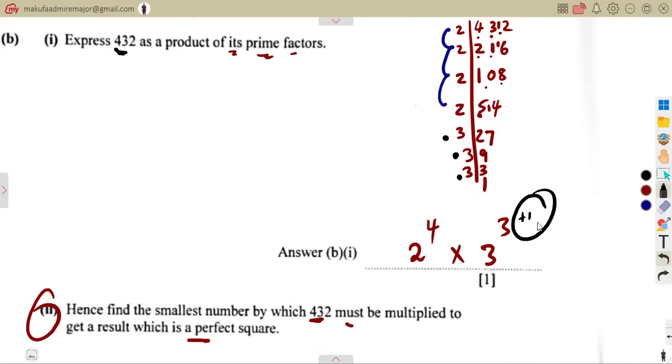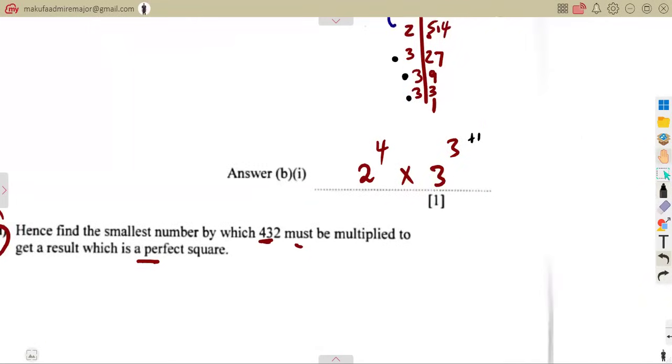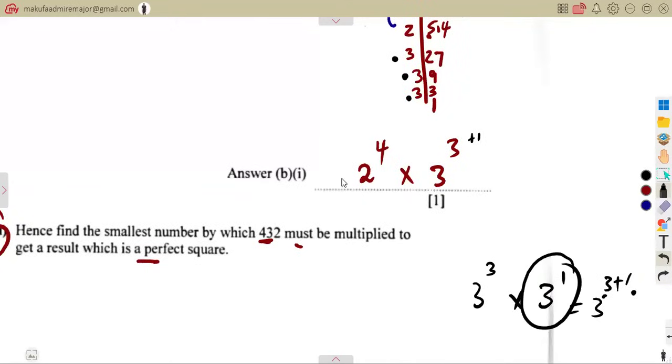But adding a 1, what does it mean? It means it was a multiplication of the 3 to the exponent of 1, like this. You cannot just add a 1. Remember, you can only add if you're multiplying the bases, which are the same. So it was 3 to the exponent of 3 times 3 to the exponent of 1. That is where we added 3 plus 1. So what is being taken into consideration is not the one that is given there, but the 3 to the exponent of 1 as it is.